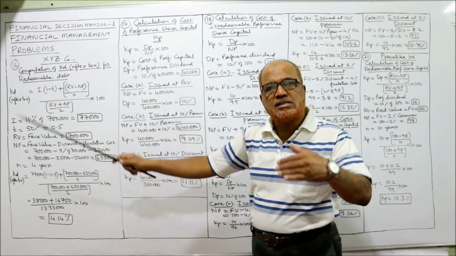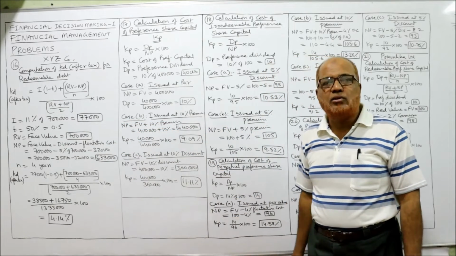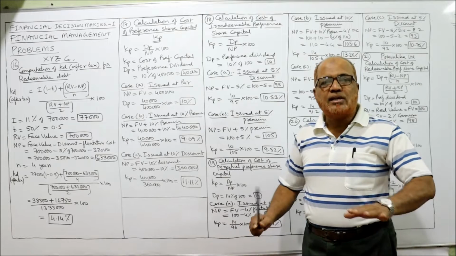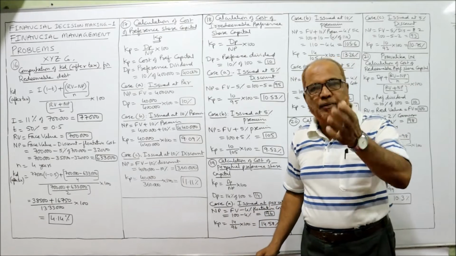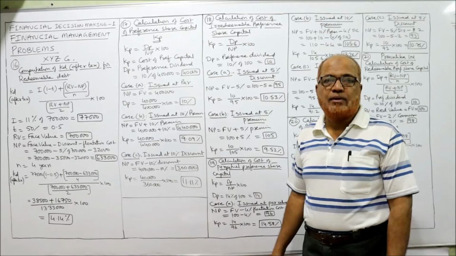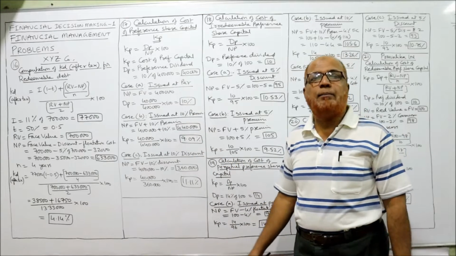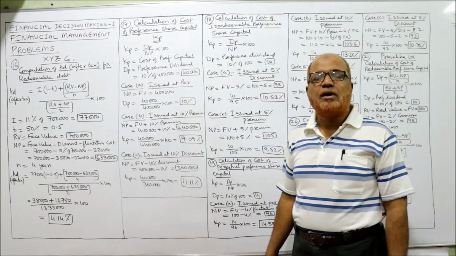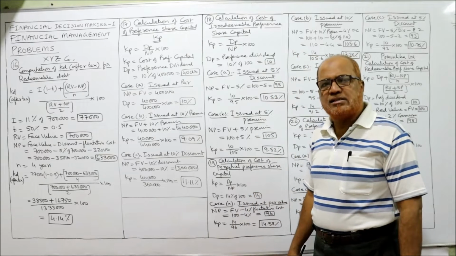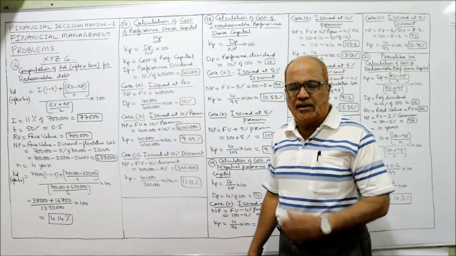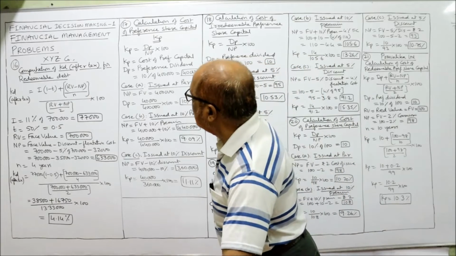So interest is allowed as deduction. Dividend is not allowed as deduction. So there is no need for before tax and after tax. So 1 minus T we should not consider for KP, cost of preference capital. The formula is very easy, very simple, just like in KD. Now, see the 17th problem.